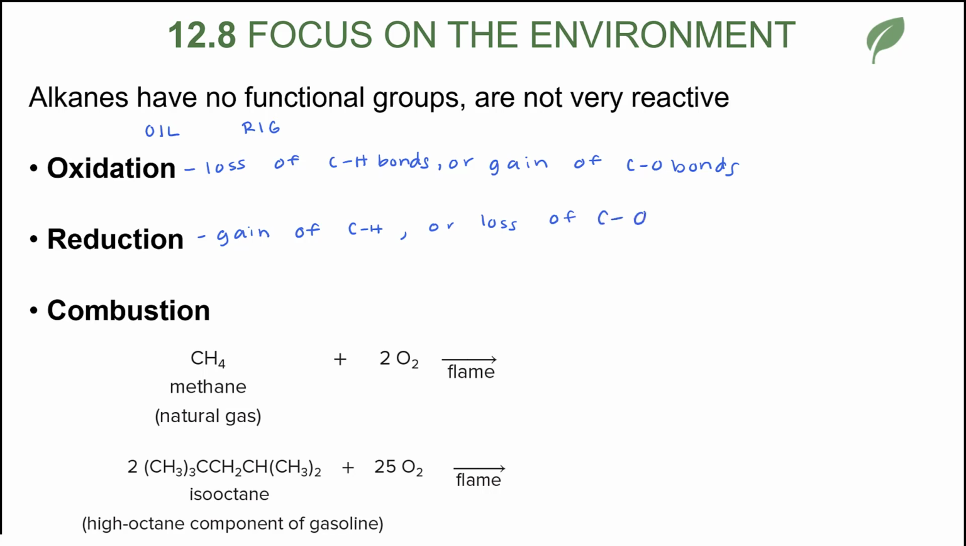In a combustion reaction, we burn the carbons in the presence of oxygen to make carbon dioxide and water. So carbon dioxide plus water. In methane, we have CH4, that's the formula for methane. We're going to burn it in the presence of oxygen, which requires 2 molecules of oxygen to make CO2 plus water. That also gives off energy.